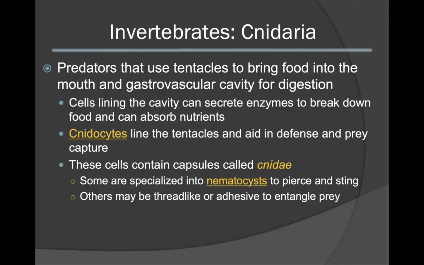Cnidocytes are specialized cells that line the tentacles. These are important cells that will aid in defense mechanisms as well as prey capture. The cnidocytes contain capsules called cnidae. Some of these cells are specialized into nematocysts. These have the ability to pierce and sting prey. However, other cells may be thread-like or adhesive to entangle prey.